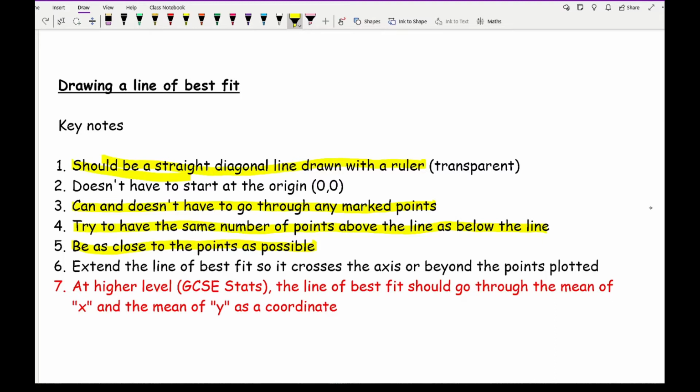Now, if you are studying higher GCSE or GCSE statistics, then one extra thing that you might have to do is make sure your line of best fit goes through the mean of x and the mean of y as a coordinate. Again, I will mention this briefly when I show you the data in some examples, but step 7 is not essential if you're not doing GCSE statistics or a higher level of maths.